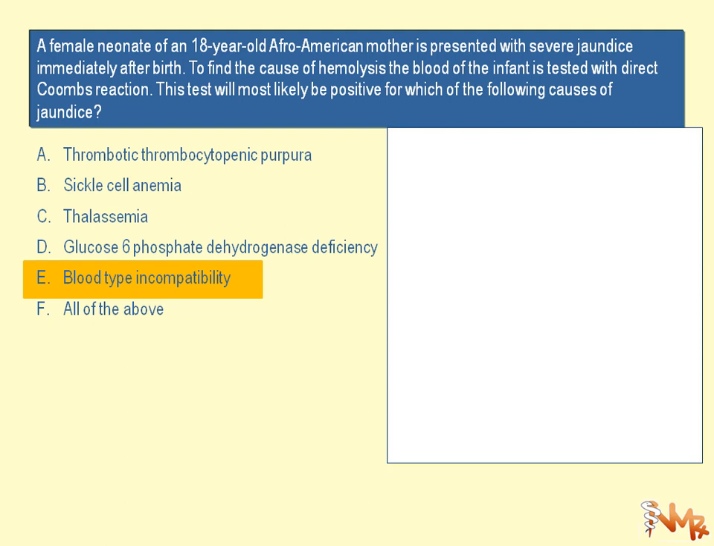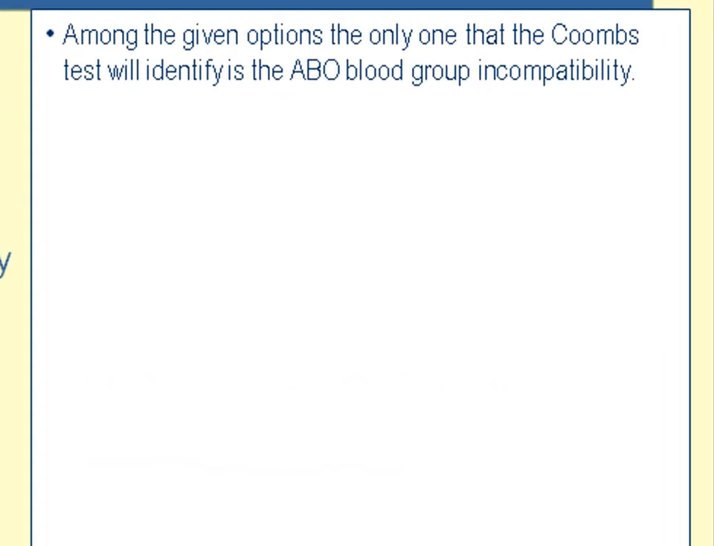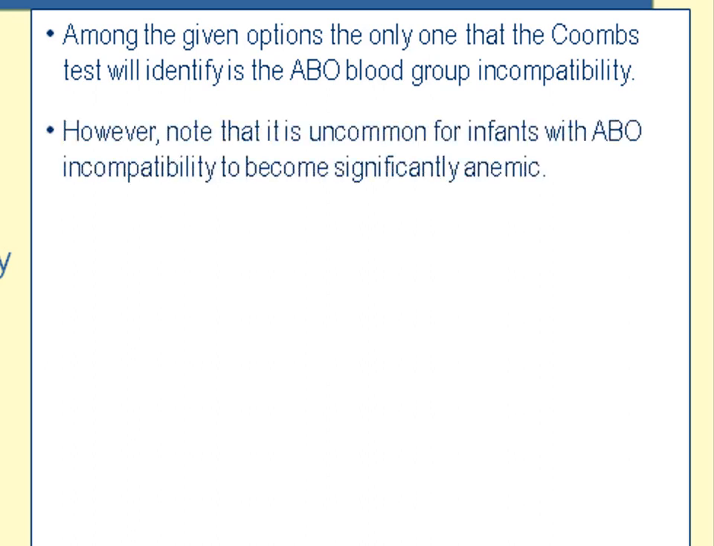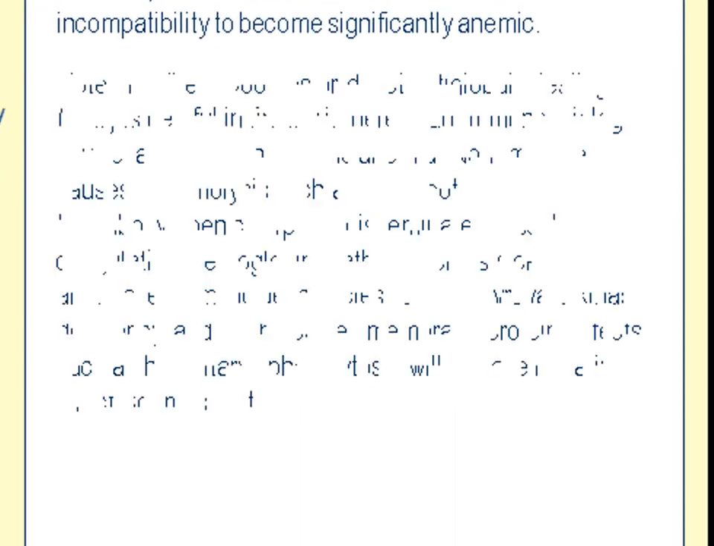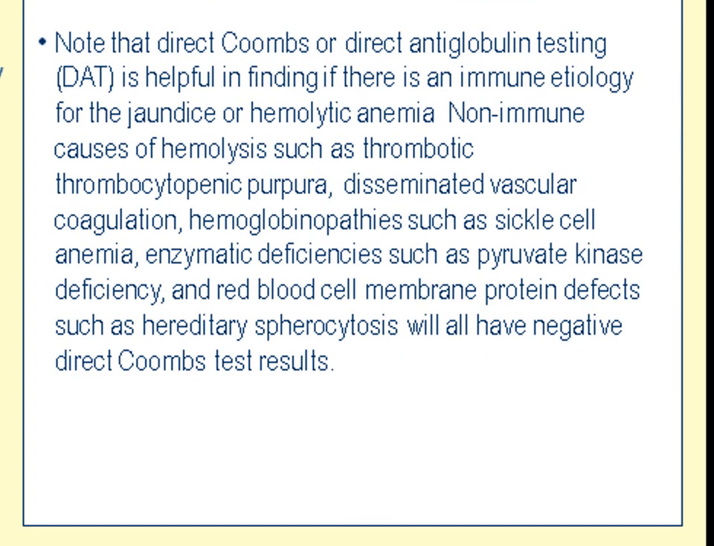Now, among the given options, the only one that the Coombs test will identify is ABO incompatibility. However, note that it is uncommon for infants with ABO incompatibility to become significantly anemic, in particular at birth. Note that direct Coombs, or direct antiglobulin testing, DAT, is helpful in finding if there is an immune etiology for jaundice or hemolytic anemia of the newborn.